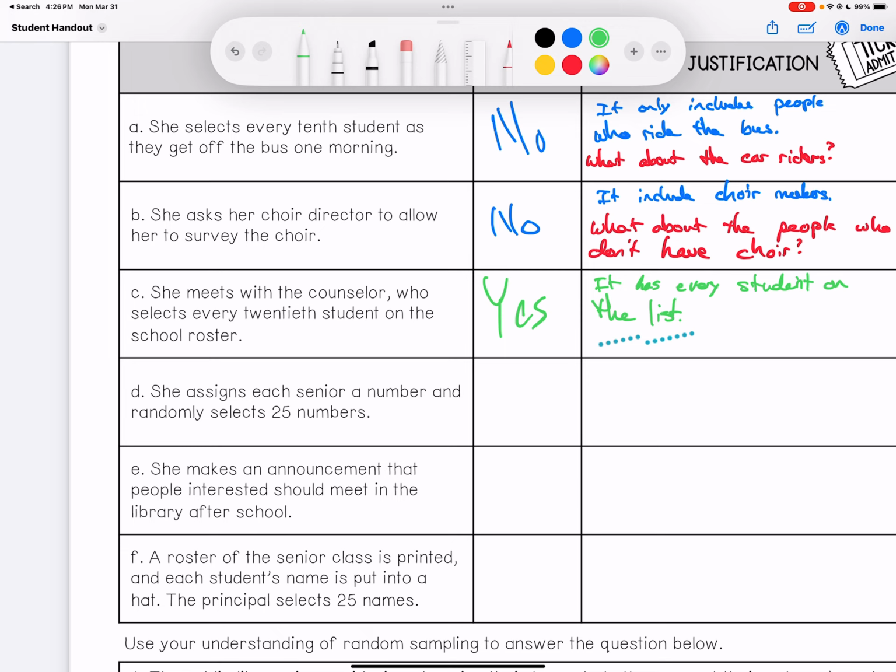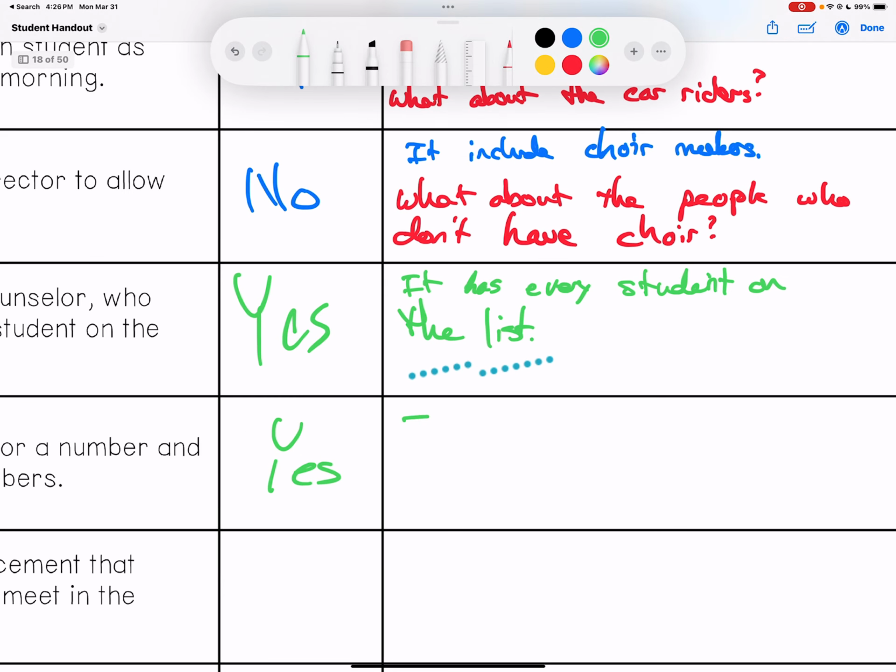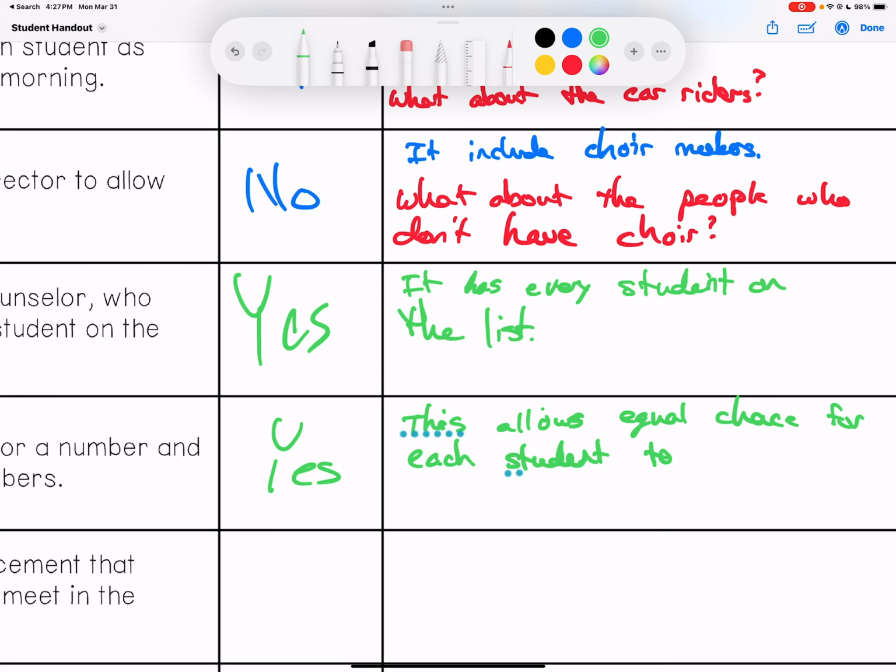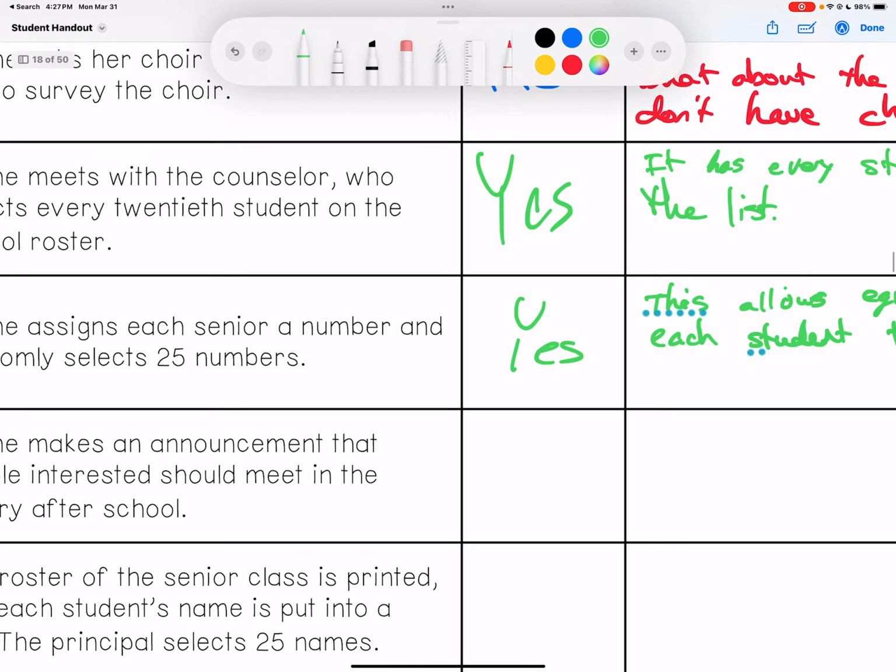She assigns each senior a number and then randomly selects 25 numbers. Is that random? Yes. She had the same list of everybody and she just randomly picked 25 numbers, which reflected people. So, yes. So this allows equal chance for each student to be selected. Because she's just blindly picking numbers.